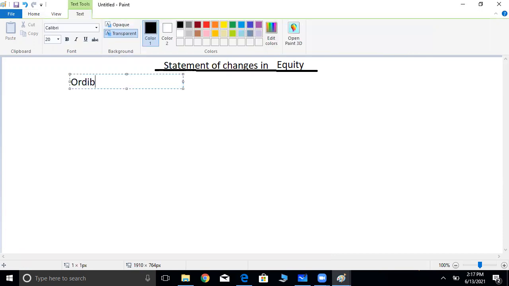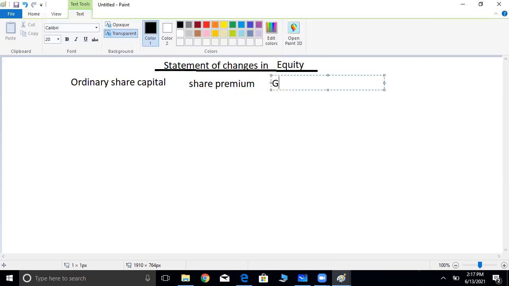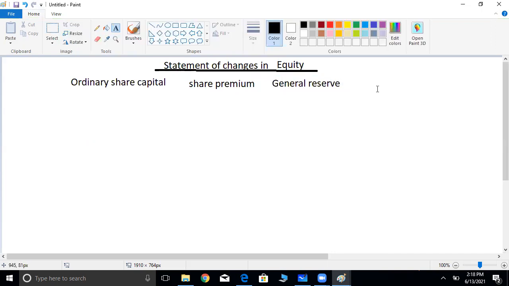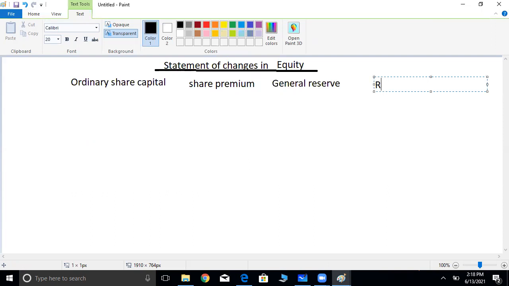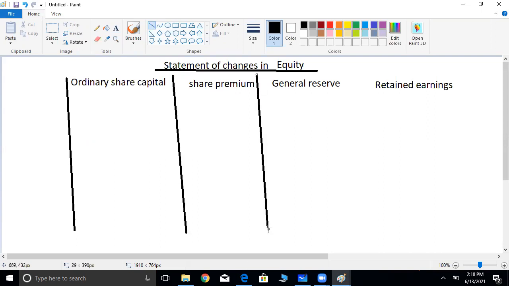The first column is basically for the balance. Then we used to have share premium. If any is given in the question, we'll write it. Then revaluation reserve used to come, but I don't think so. I want you to go for the format first: general reserve, and then at the end we used to have the retained earnings. Let's prepare the columns: ordinary share capital column, share premium column, general reserve column, and retained earnings column. So I'll prepare it like this.